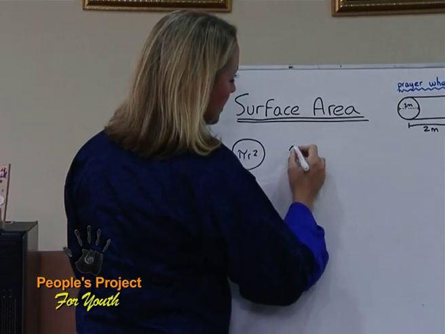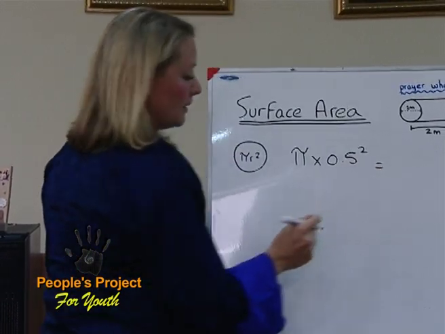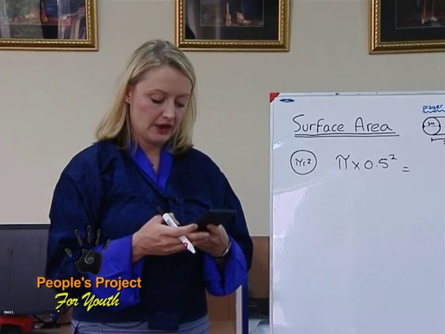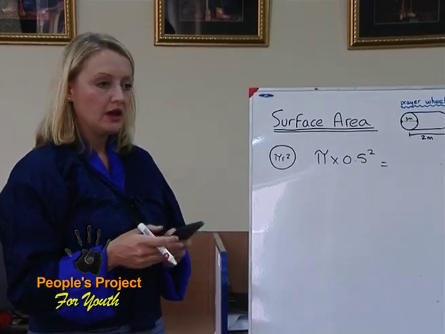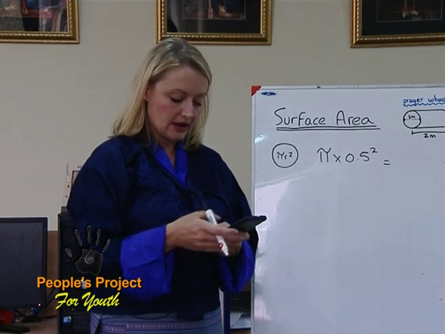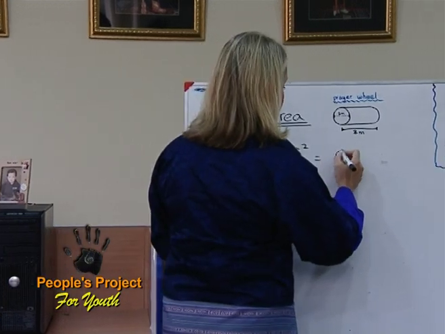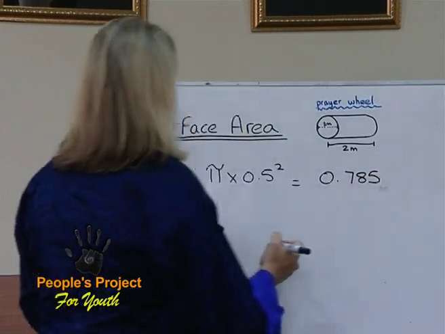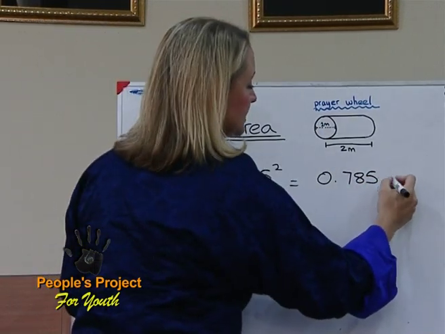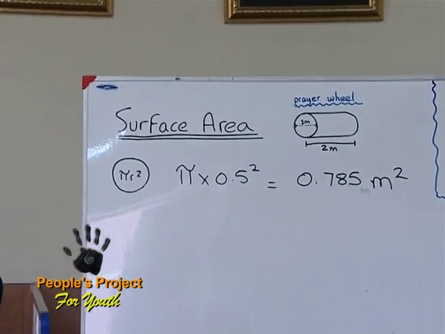So this will be pi times 0.5 squared. So that will be the area for one of the bases of the prayer wheel. So let's do that on the calculator. So I'm going to do 0.5 squared first. And then I'm going to multiply my answer by pi. And the answer that I get for one area, remember, is 0.785 to 3 decimal places. And remember, we're working in metres, and it's an area, so metres squared. That's one circle, so either the base or the top.